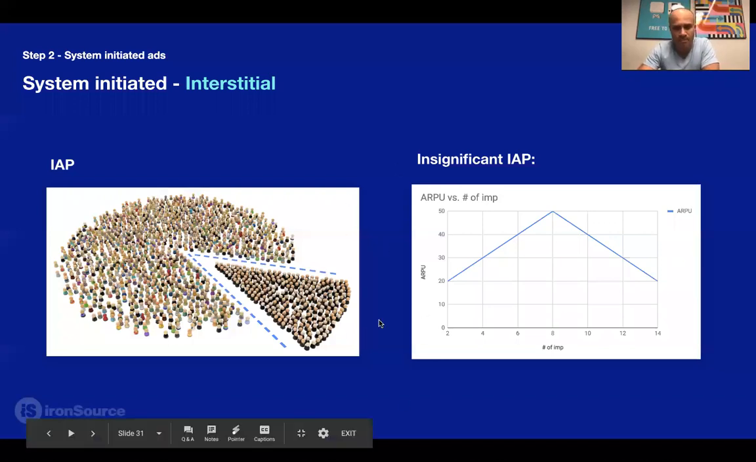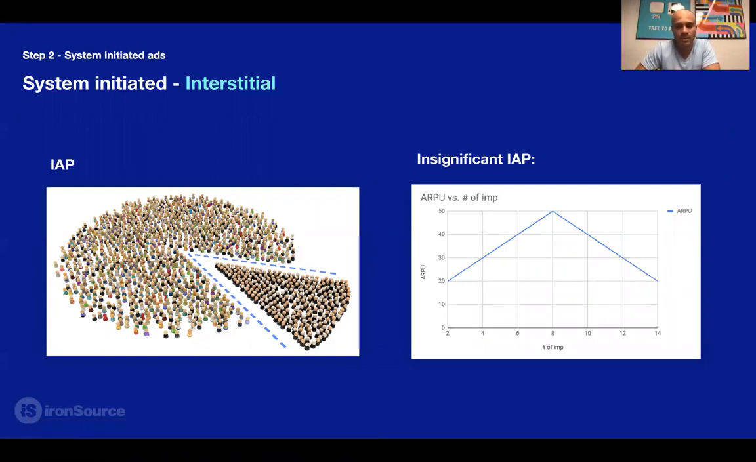If you don't have IAP, then you probably want to add interstitial to your game in order to have strong enough ARPDAU and LTV, and then you go back to the sweet spot that you are looking for, based on the revenue and the ARPU that you have from rewarded video. Now let's see what is the right interstitial frequency number to make sure that I'm maximizing my ARPU.